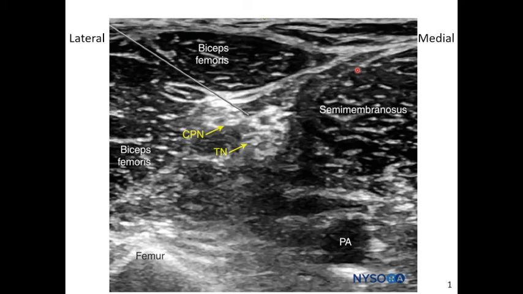Injection of anechoic anesthetic fluid should fill around both nerves to achieve a good block. 15 to 20 cc's of anesthetic is required to achieve a good block.